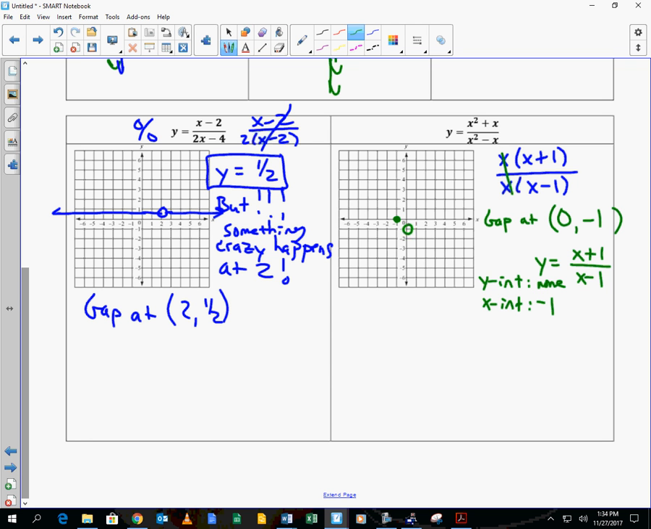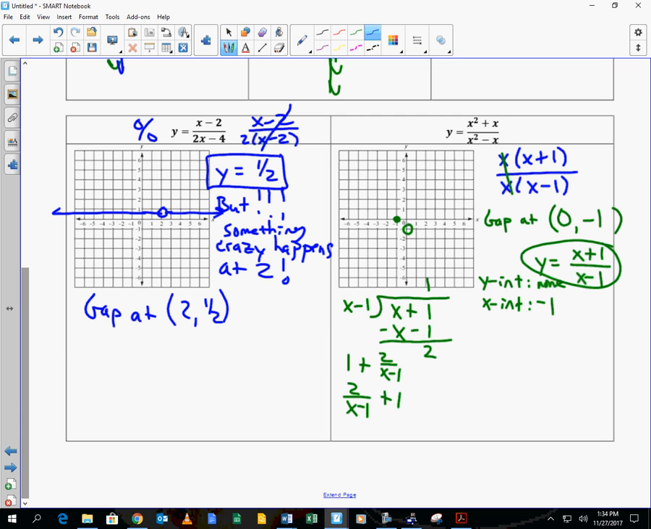Let's figure out the asymptotes. In order to do that, we've got to divide this guy, okay? x minus 1 goes into x plus 1. What do you multiply x by to get x? Okay, we get x minus 1, subtract, and we get 2. So what do we have? Otherwise written as 2 over x minus 1 plus 1. So what's the horizontal shift? Yep, we're going to go over 1, and we're going to go up 1.